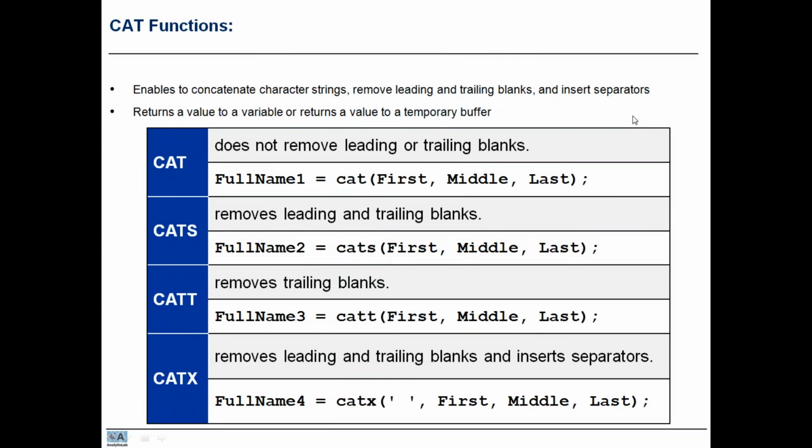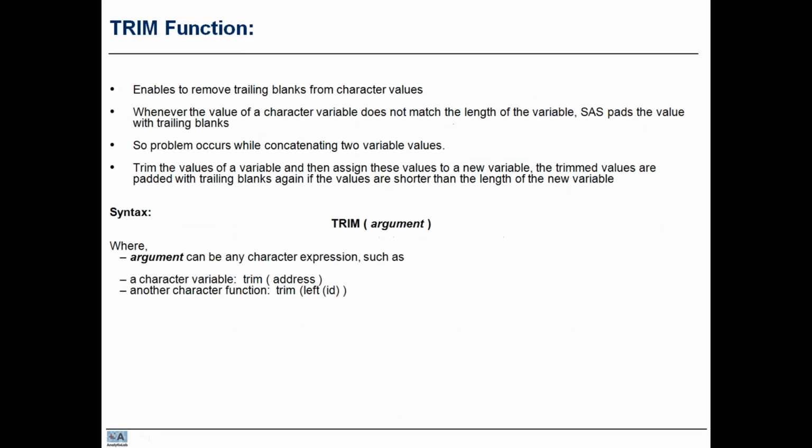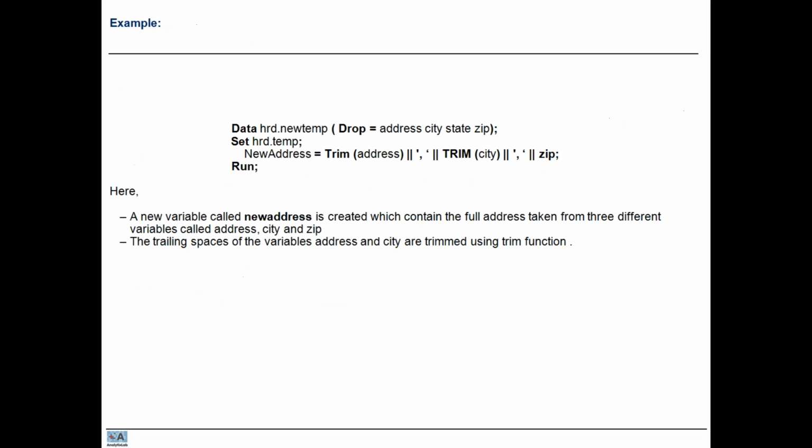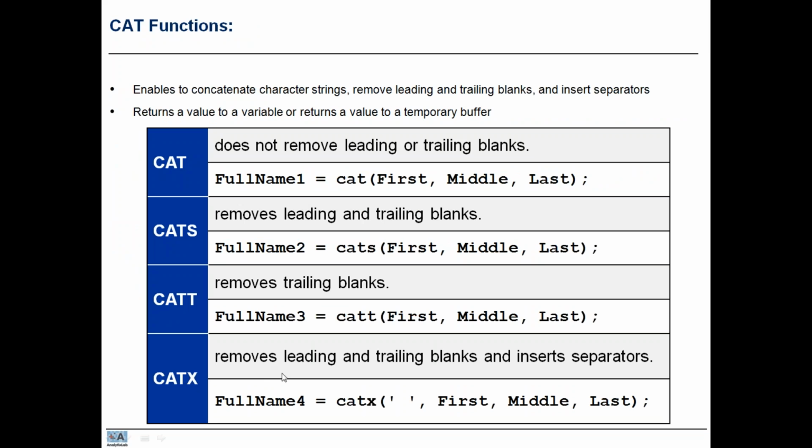In terms of removing blanks without concatenation, I have a trim function also, but it will only remove trailing blanks. So basically what I mean to say is SAS does not have a function to remove multiple blanks that might occur in the middle of the value. Make sense? But these are all the possible concatenation options in SAS.